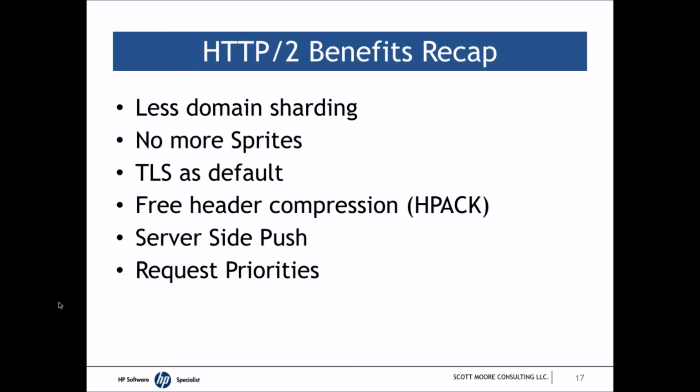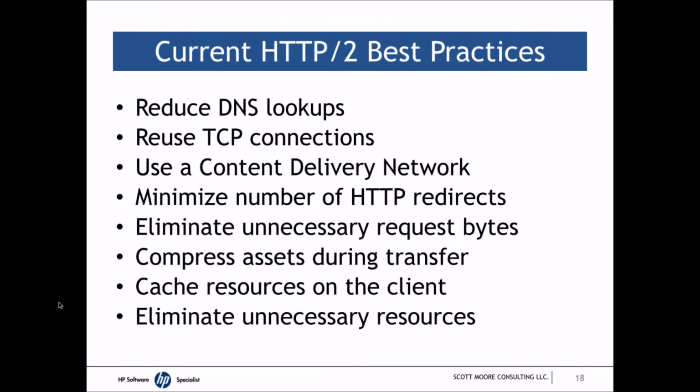So to recap what I said: less domain sharding, no more sprites. It's probably, in my opinion, the best way to go, but some people would argue not always. You're getting security as a default. You're getting free compression out of this. And you also get these algorithms for server-side push and request priorities. So to me, those are really good reasons from a performance engineering standpoint to expect that your web application can vastly improve if you follow through with changing it over and adopting some of these best practices.